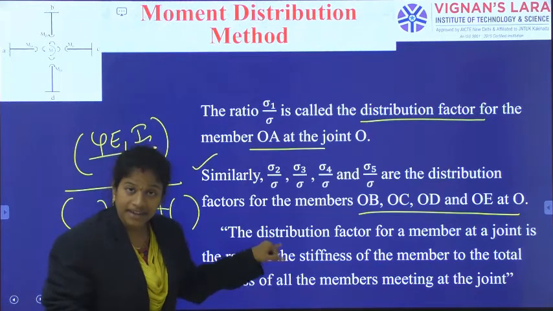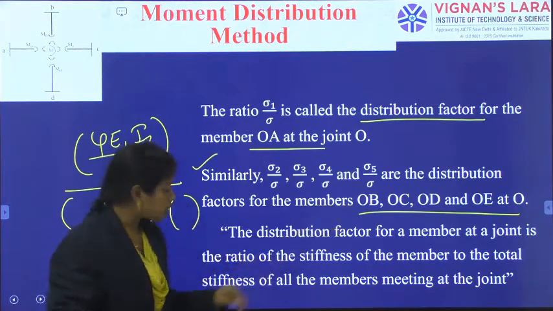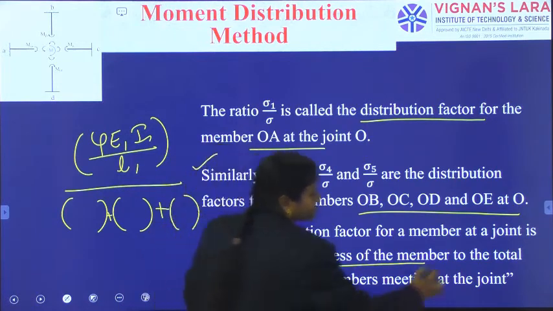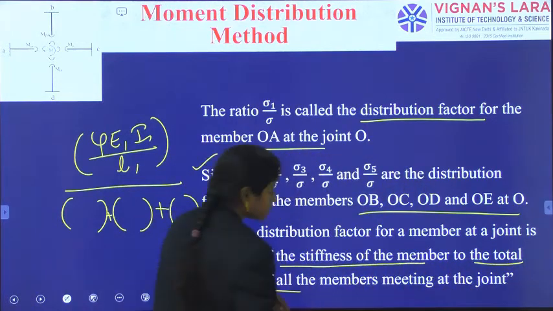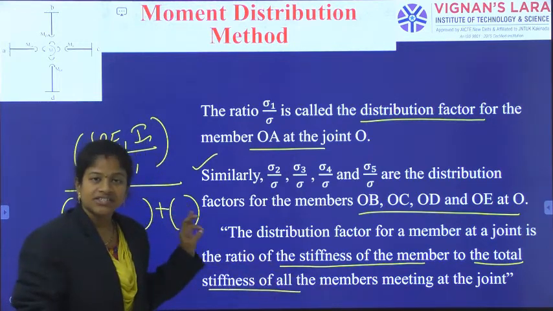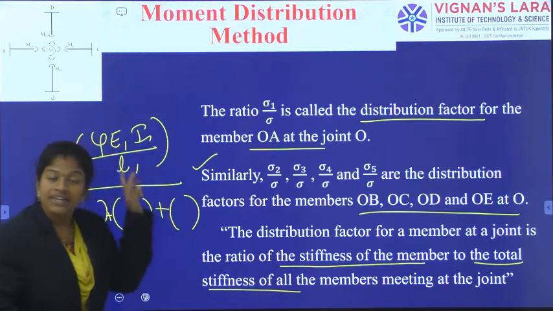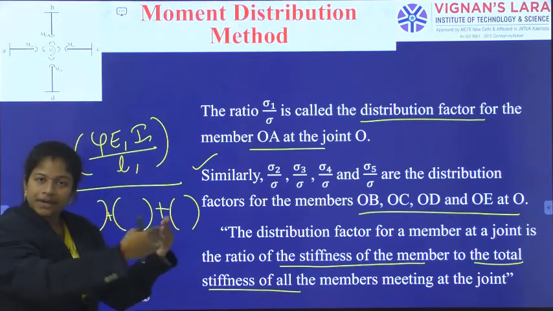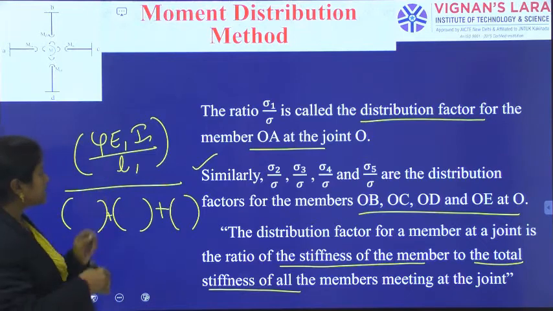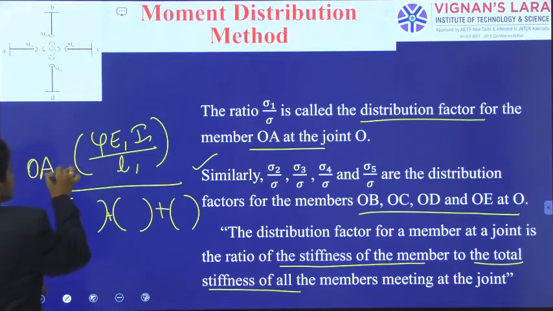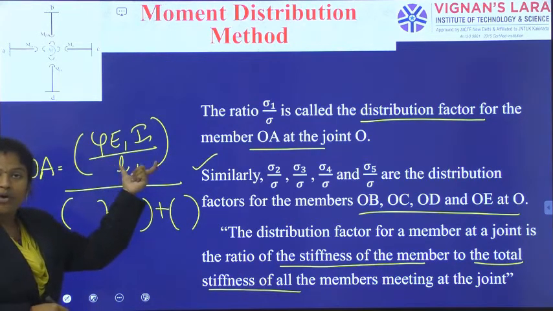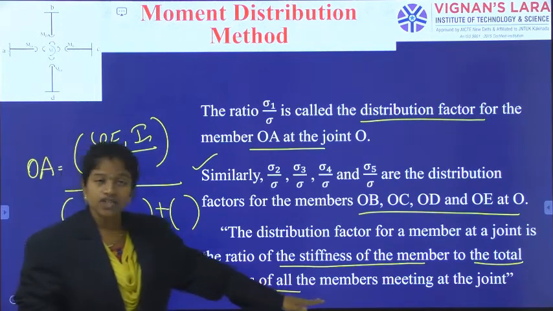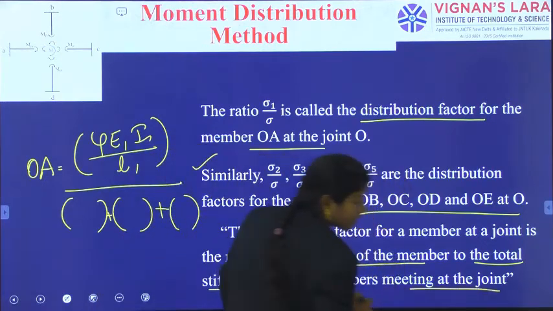The distribution factor for a member at a joint is the ratio of stiffness of the member to the total stiffness of all the members. So distribution factor means the ratio of stiffness of the particular member. Distribution factor for the member OA is equal to stiffness of the member OA divided by total stiffness of all the members meeting at the joint.